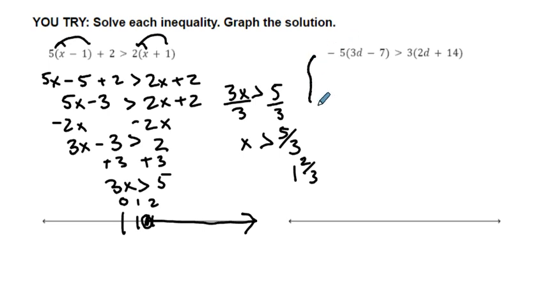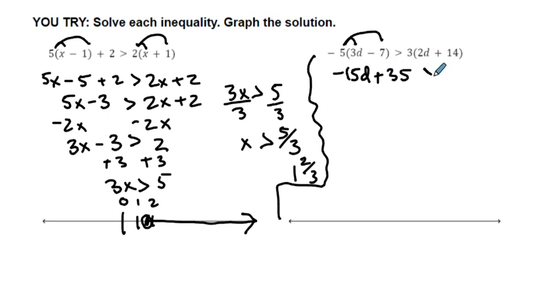All right. Now on this one here, we're going to do our distribution. All right. So negative 5 times 3d gives me negative 15d. And then negative 5 times negative 7 gives me positive 35, which is greater than 3 times 2d is 6d, and then 3 times 14 is plus 42. All right, so I've got negative 15d and positive 6d.